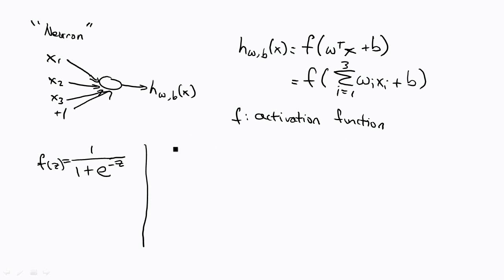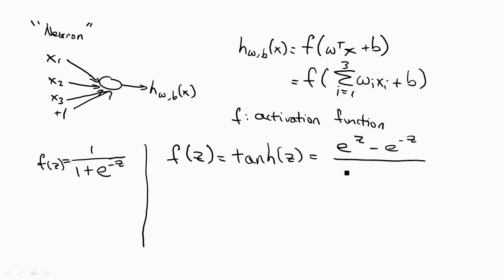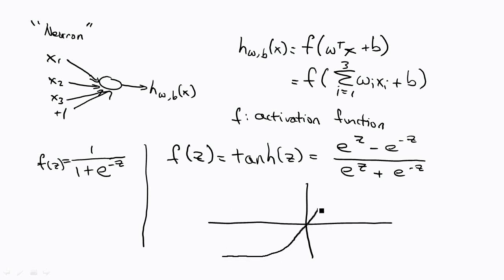What I'm going to do in this lecture is actually choose a slightly different activation function. In particular, I'm going to choose f of z equals the tanh function. Tanh is an abbreviation for the hyperbolic tangent function. And that's defined as e to the z minus e to the negative z over e to the z plus e to the minus z. And let me just draw out what the tanh function looks like. So that's what the activation function f of z, or tanh of z, looks like, with z on the x-axis and the value of f or tanh on the vertical axis.